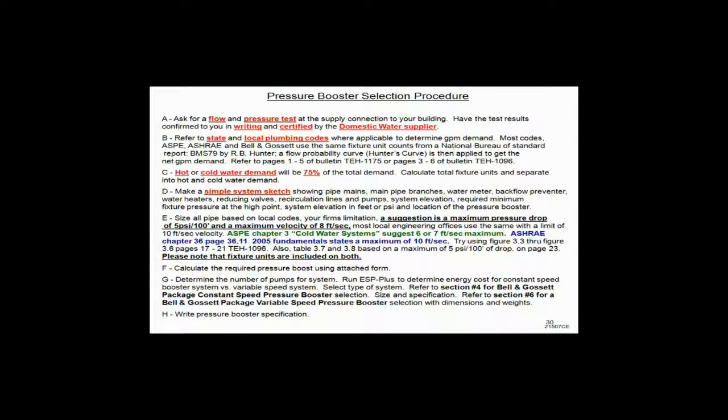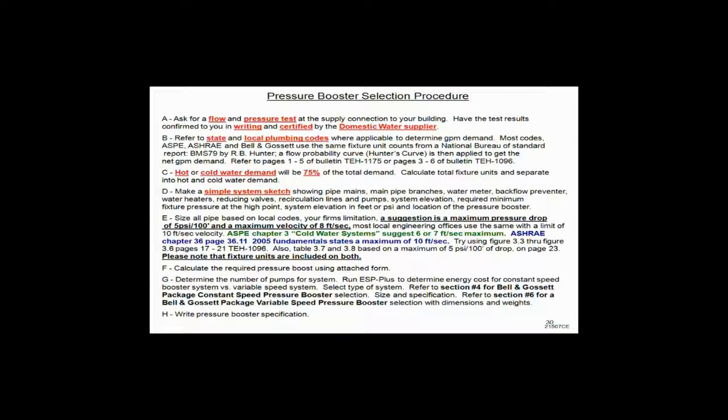And remember, with plumbing, you can never be short. That's part of the problem. Next part of this, obviously, is to go to state and local codes, get the Hunter curves, get the fixture units, follow the codes to get your demand. This item C, we're not worried about breaking out hot and cold water right now. That would be if you're worried about that part of the piping. We're just worried about total demand for the pressure booster.